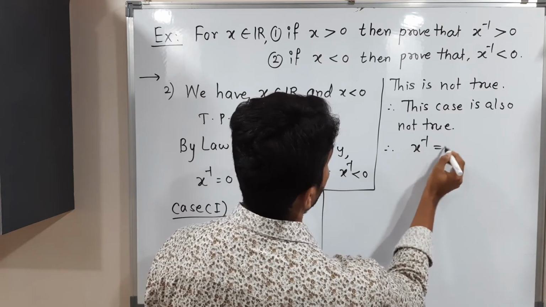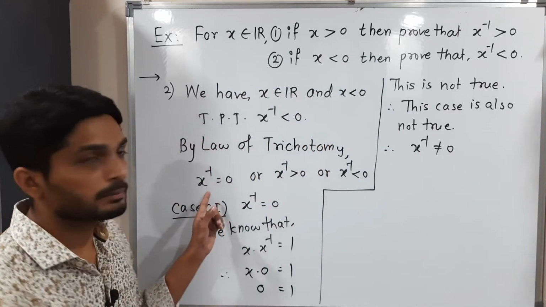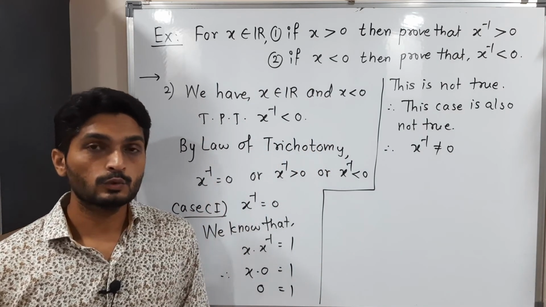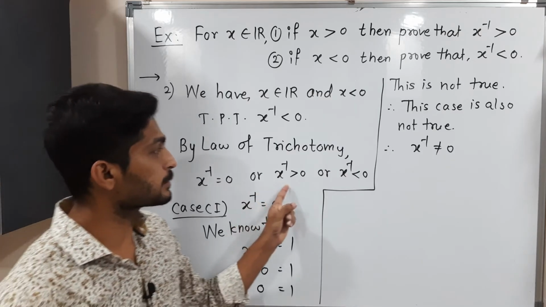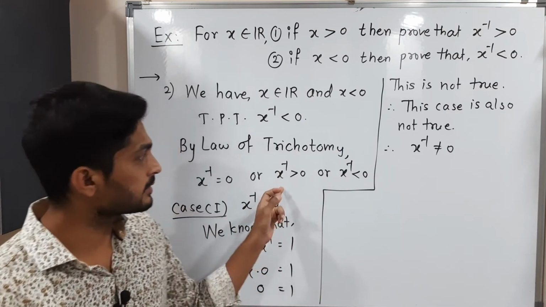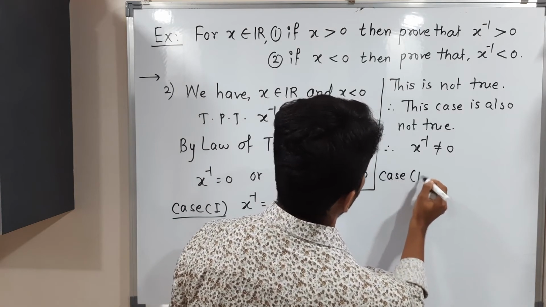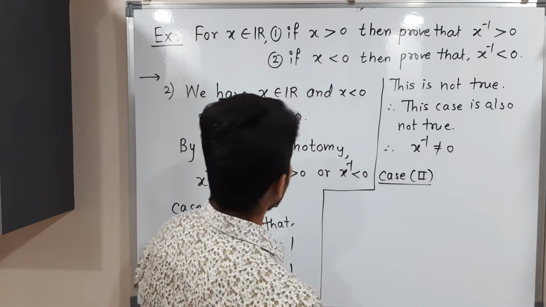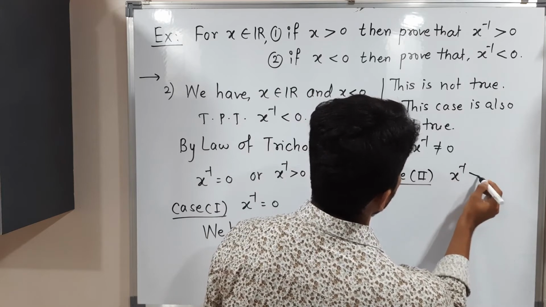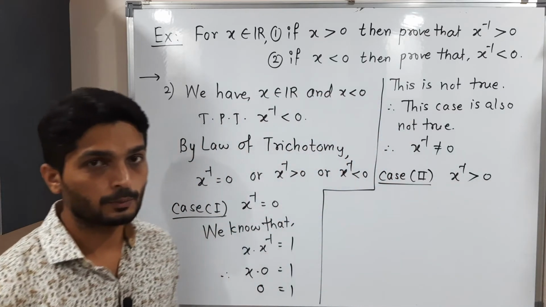So therefore x inverse cannot be 0. That means the first case fails here. So right now we have two options: either this one is true or this one is true. Let us start to discuss the second case. Case number 2 is x inverse is greater than 0.